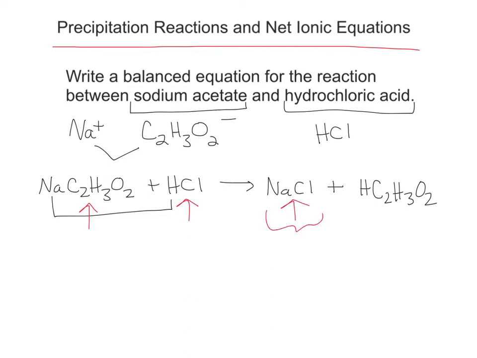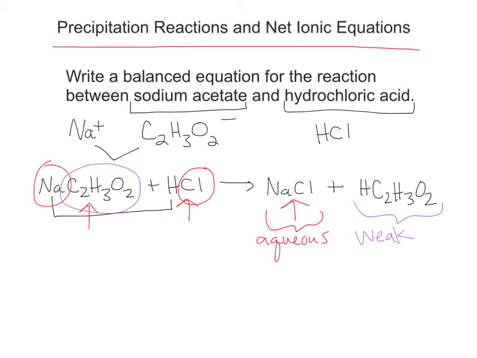Since sodium chloride is all aqueous, and both the sodium and the chlorine are also aqueous on the reactant side of the equation, I know that both sodium ions and chloride ions will not be in my final net ionic equation. I will, however, need to include my acetate. Since acetic acid is a weak acid, it usually exists as a molecule in solution.